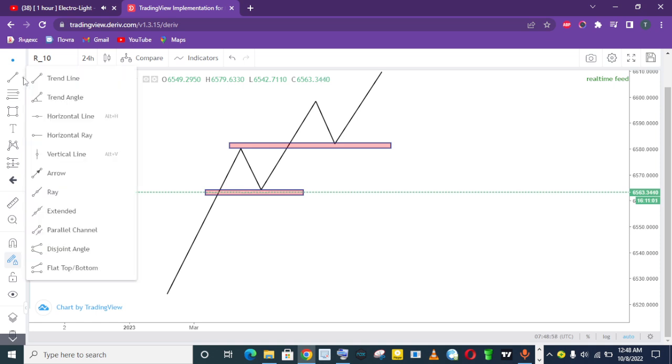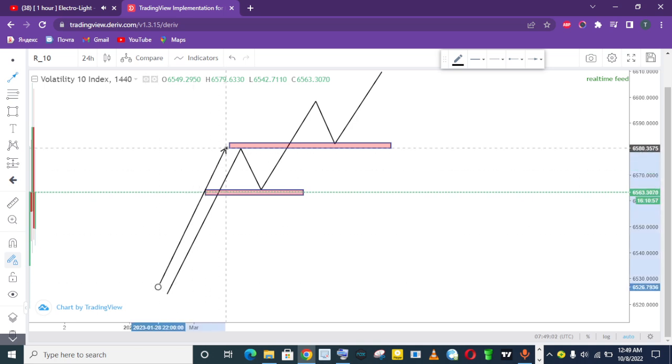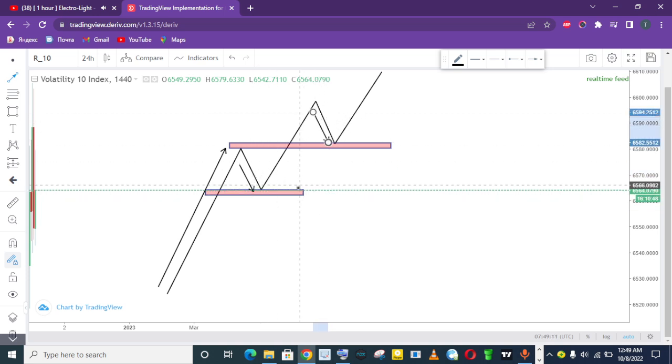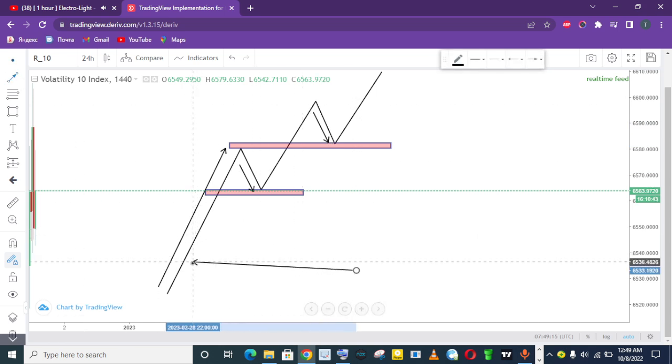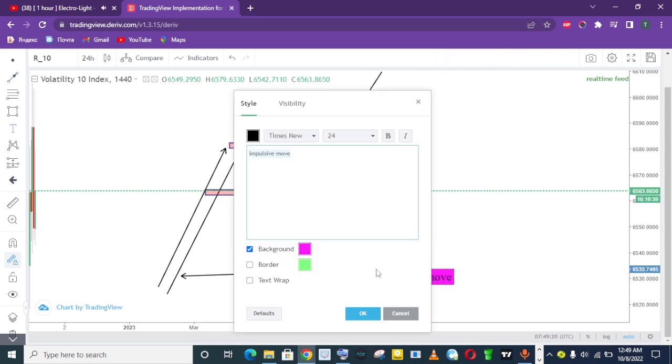People use different terms. We've got the one we call our impulsive move, highlighted here. Afterwards we've got our pullback to a certain zone, which is our retracement level. I'm going to highlight it to make it simple, so that people don't get confused. We've got our impulsive move at this zone.